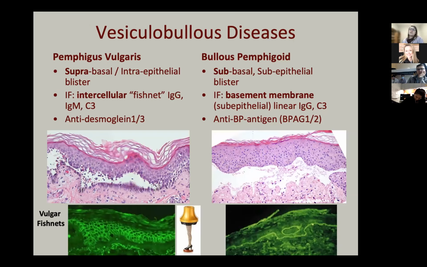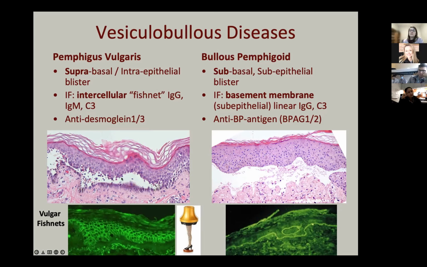Other diseases for which immunofluorescence is helpful are the vesiculobullous diseases, i.e. pemphigus vulgaris and bullous pemphigoid. So depending on where the blister occurs, whether it's within the epithelium, i.e. suprabasal, right here you see the epithelium is detached from itself, the basal layer remains below, or subepithelial, where the entire epithelium detaches and all that's left on the bottom is the basement membrane and stroma, et cetera.